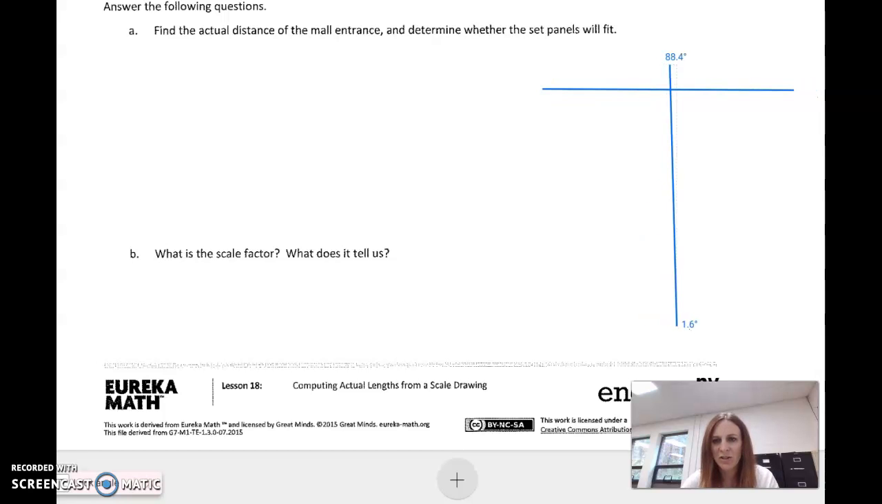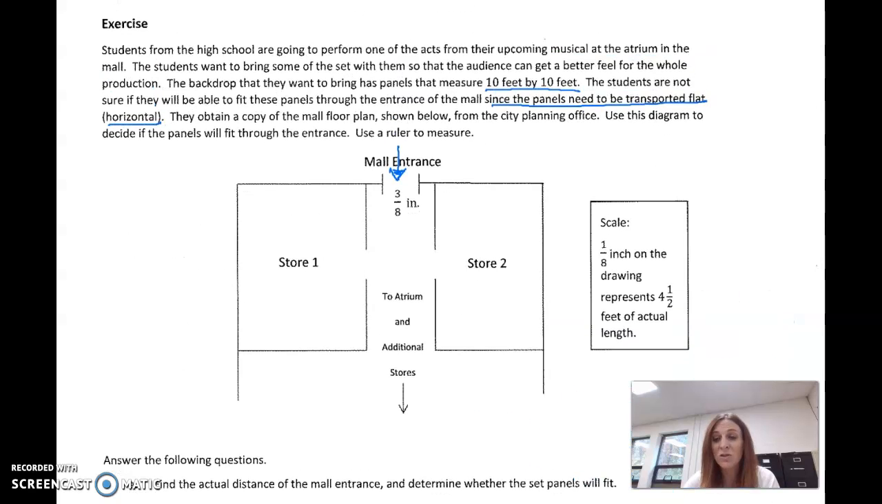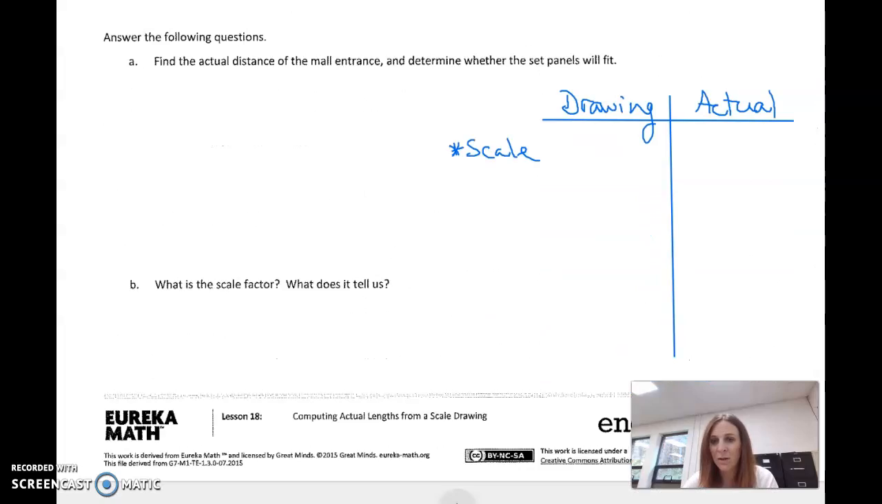All right, so setting up my T-chart. We have our drawing, our map, whatever. Drawing first, actual second. Because what are we doing to the drawing? What are we multiplying by to get our actual length? And then we start, remember, with our scale first. So I come up here, somewhere on these maps, I'll show a scale. 1/8 of an inch represents 4.5 feet of actual length. So 1/8 of an inch is 4.5 feet of actual length.